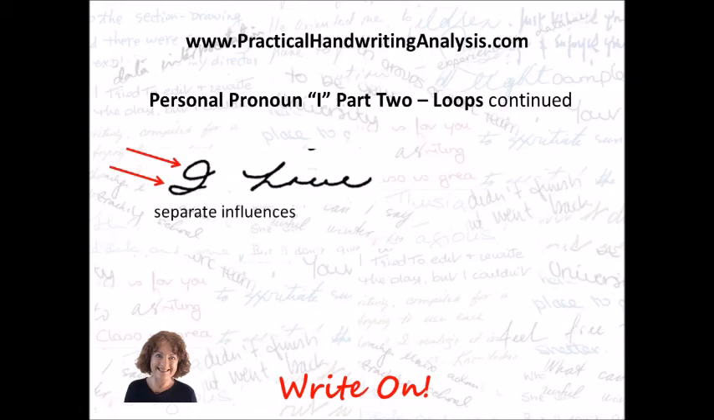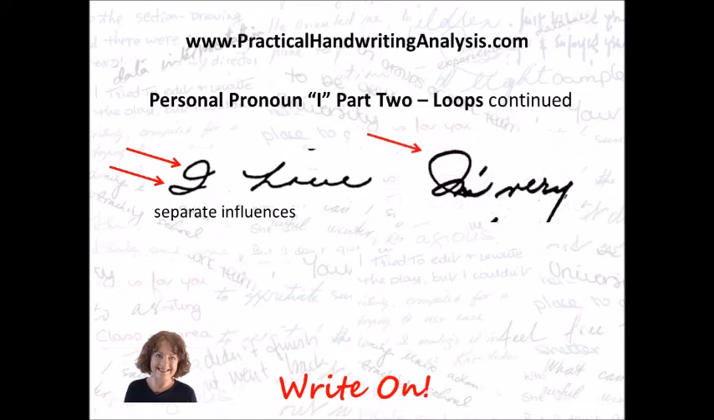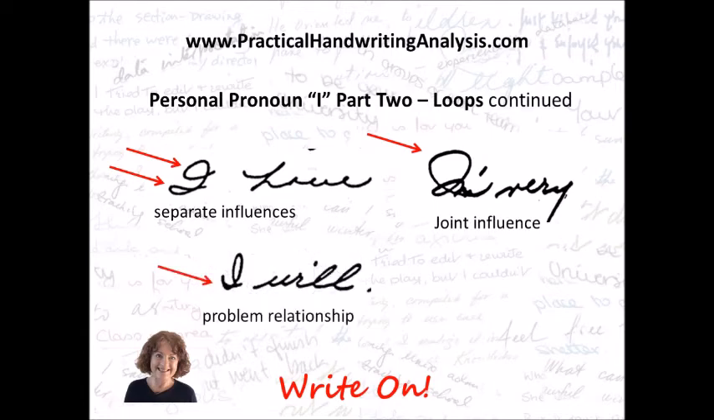When there are two separate loops, upper and lower, but they're separate, it means the parents had a separate influence on the child. And when the loops either touch or overlap, it means the parents had a joint influence. And where a loop is retraced, then it could mean a problem relationship. And where it's drawn like an L, so it's a back to front I loop, it indicates rebellion. So that's it for the personal pronoun I, part 2, loops.